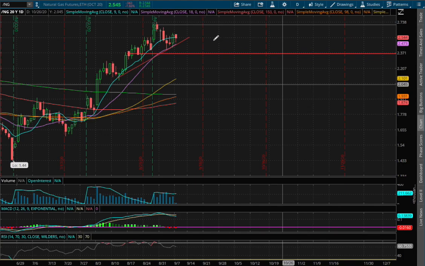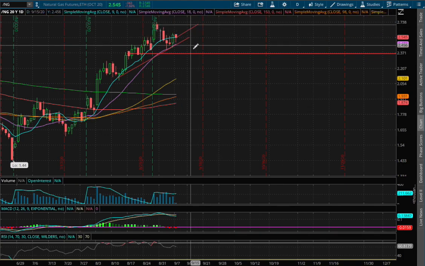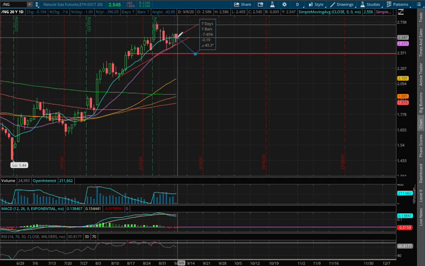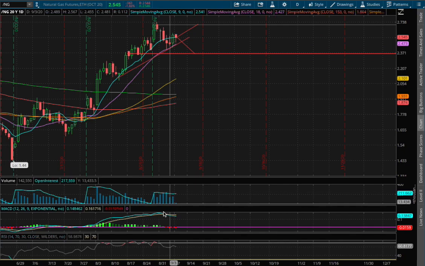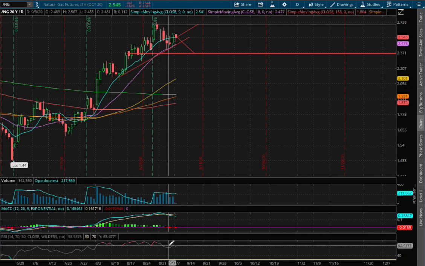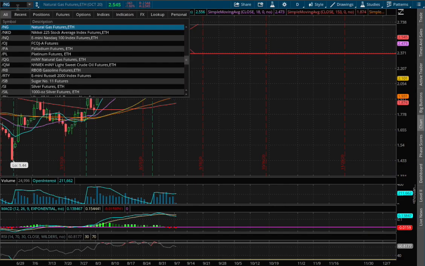So if we do manage to head up higher, that price movement to the upside is roughly around 6.7%. On the other hand, to the downside, that price movement to hit support is roughly around 7.5%. As for the daily MACD, we saw divergence back on September 1st, and for the RSI, we're not near overbought RSI yet. So for the trade idea of the week, I'll be trading UNG.